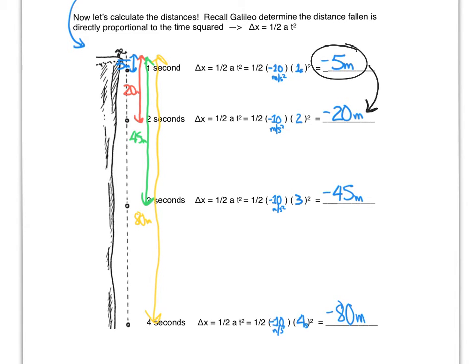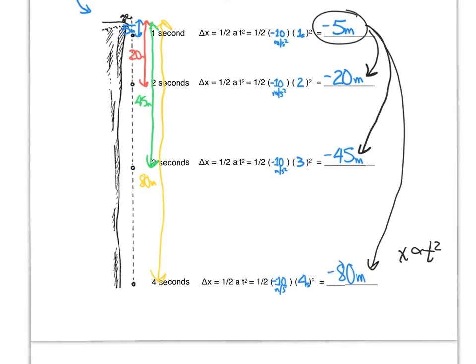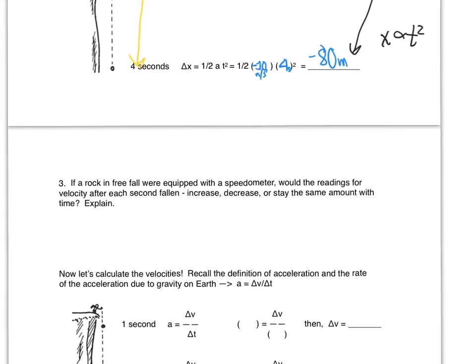If we look here at 45 meters in the third interval, so 3 squared is 9. 45 is 9 times the 5 meter mark. And if we go down here, compare the last one to 80, 4 squared, so that's 16, and 80 is 16 times that of the 5 meters. So our proportionality of distance being proportional to time squared definitely works out here. All right, onward to velocity stuff.